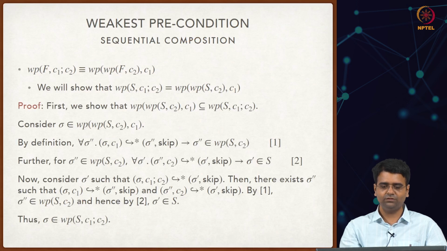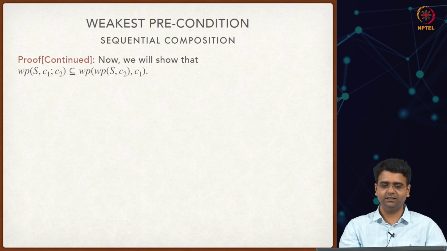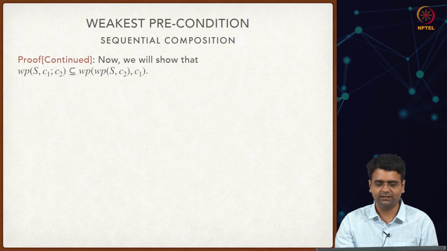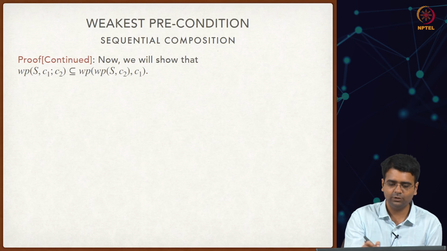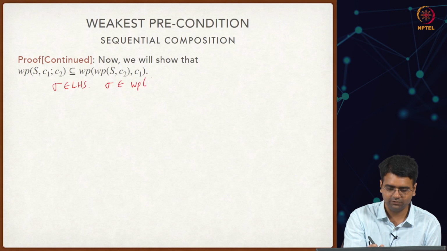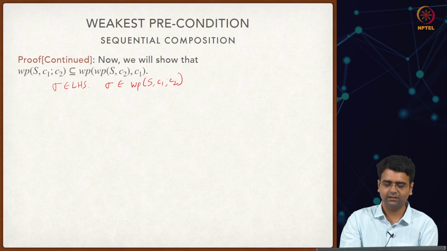So this is the proof of the right hand side being a subset of the left hand side, which we have just seen. Now let us prove the other direction, which is that the left hand side is a subset of the right hand side. Here I am going to start with some state sigma which is in the left hand side, which means that sigma is in WP(S, C1;C2). I need to show that such a sigma is also in the right hand side.